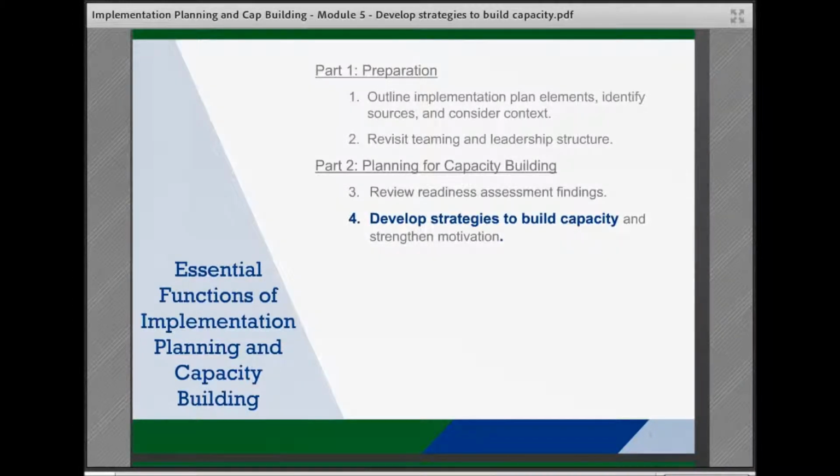Implementation planning and capacity building is broken down into 3 parts and 8 essential functions, or steps, that may be presented linearly, but they often overlap and teams will loop back and forth between them. At this point, teams should have outlined the elements to include in their plan, identified the sources to pull the information from, and considered the context and how it may impact implementation. Then revisited their teaming and leadership structure and reviewed readiness assessment findings.